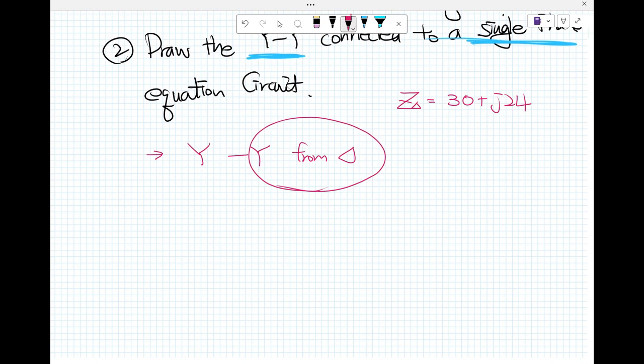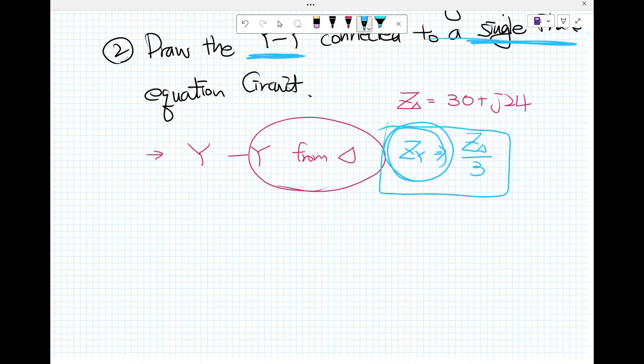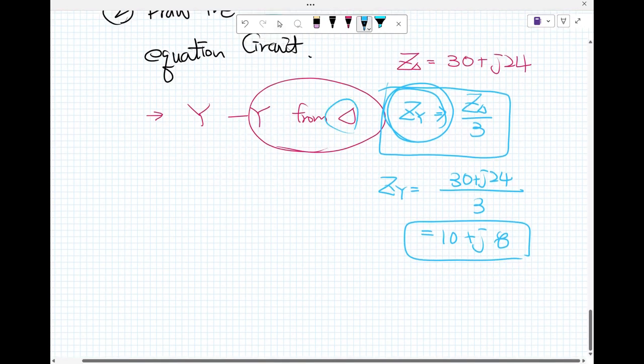So, we wanted to make the G sub Y, right? Do you remember we have the equation G sub Y is equal to G sub delta over 3, right? So G sub Y is 30 plus J24 over 3, which is 10 plus J8. So that was G sub Y from the delta.